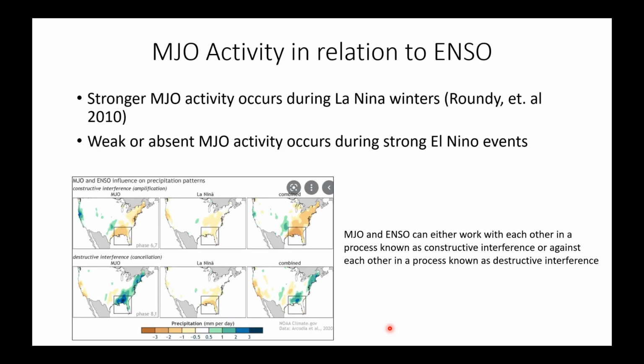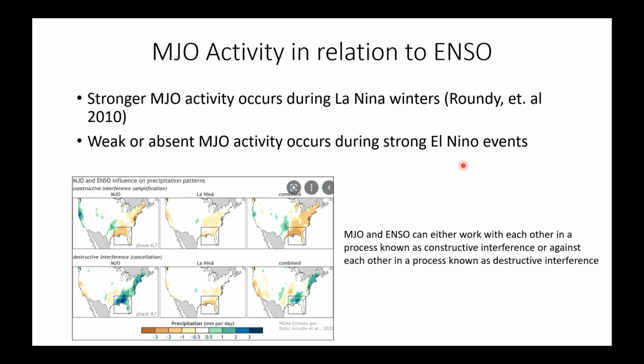Now, as far as the MJO activity in relation to the El Nino Southern Oscillation, the ENSO, generally, research has found, Roundy et al. in 2010 wrote a research paper and discovered that stronger MJO activity typically occurs during La Nina winters. Now, we just came out of a La Nina winter this past winter. We had 3 consecutive La Nina winters, okay? And typically, you get stronger MJO activity from their research. That's what they discovered, Roundy et al. They typically found that stronger MJO activity occurred during La Nina winters, okay? Important thing to keep in mind, while weak or absent MJO activity occurs during strong El Nino events. Now, this is important for us, okay?